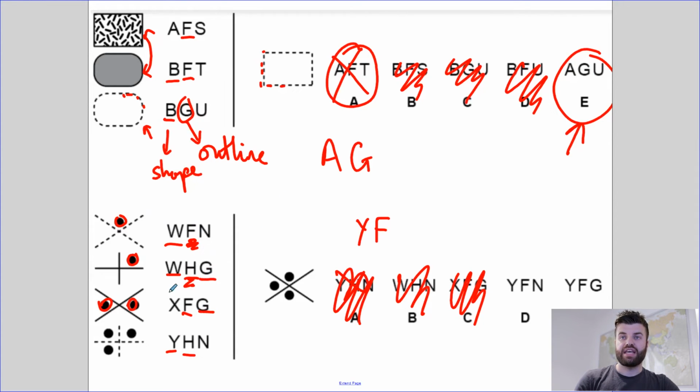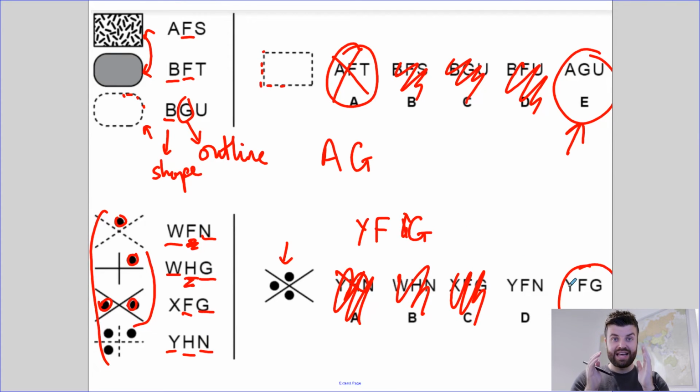We have G and G. What's the same about these 2 middle shapes? N and N. What's the same about the 2 outside shapes? It is the lines itself. Are they dotted, which means N, or are they a solid line, which means G? Our shape is a solid line, so it's YF and G. So the answer is E.